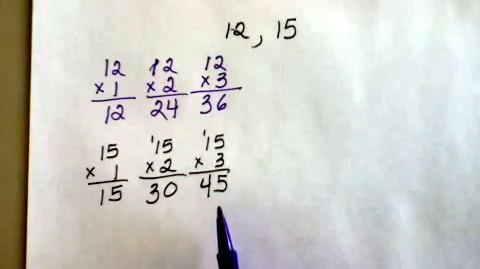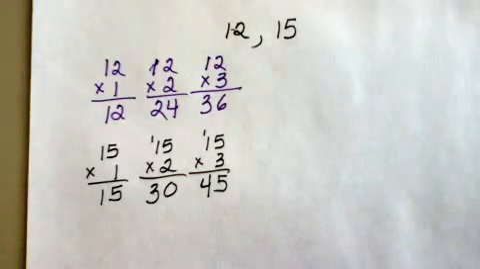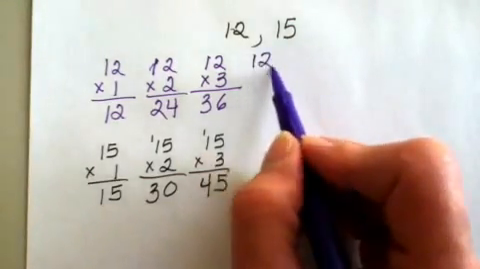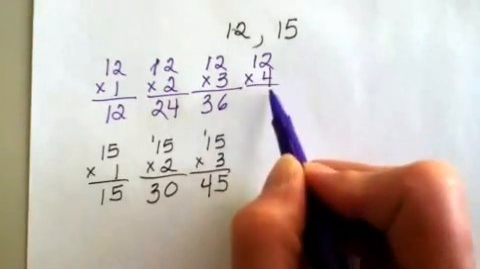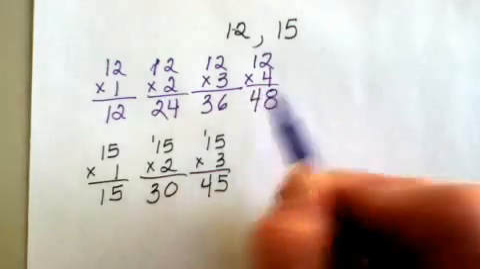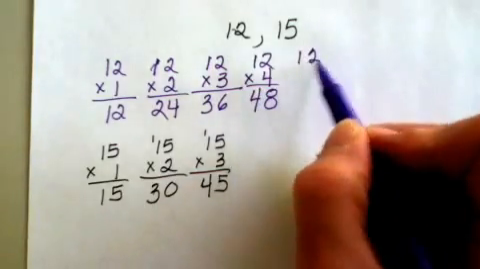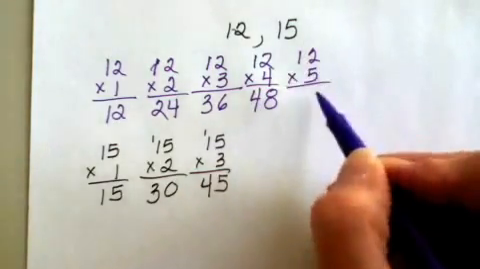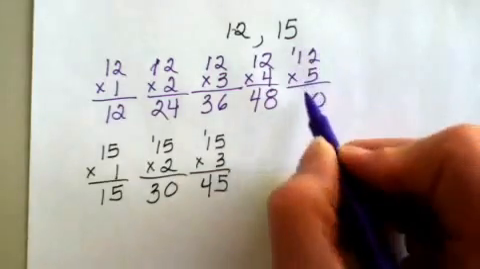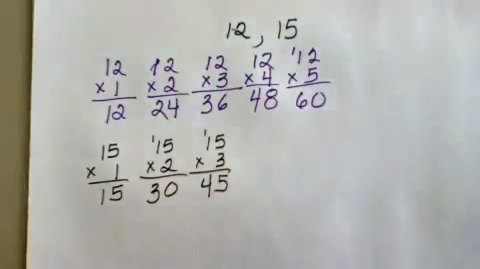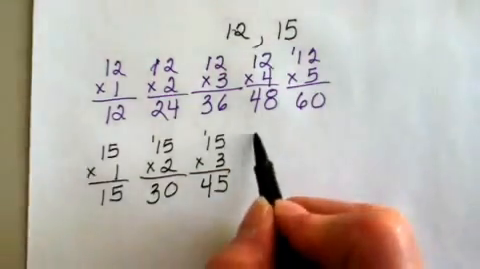Well, so far they have nothing in common, so let's try a few more. 12 times 4 is 48. 12 times 5 is 60. And let's try a couple of 15's.